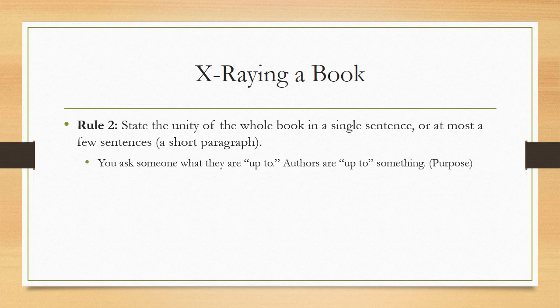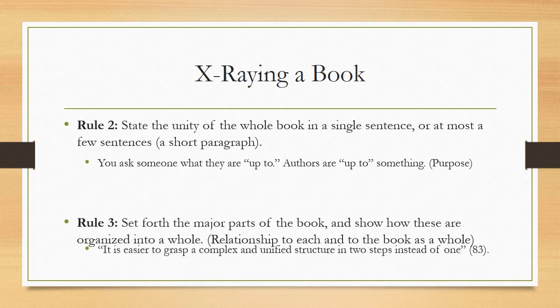And he says, you ask someone, what are they up to? What are they about? Like, what are you doing today? Well, all authors are up to something. They have a purpose when they write. So this helps you really pinpoint, identify the purpose. If it's a long, complex, nebulous book, writing about it in a short sentence just helps you really narrow and clarify your focus as you're interpreting it.